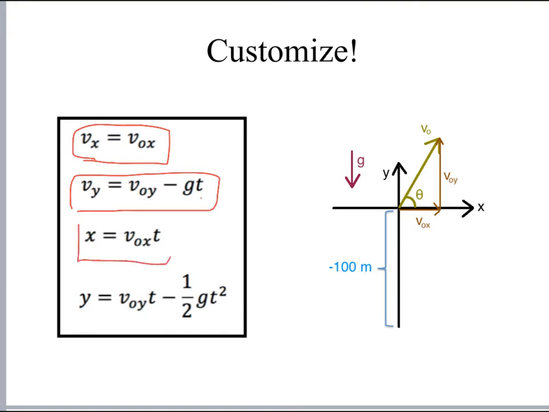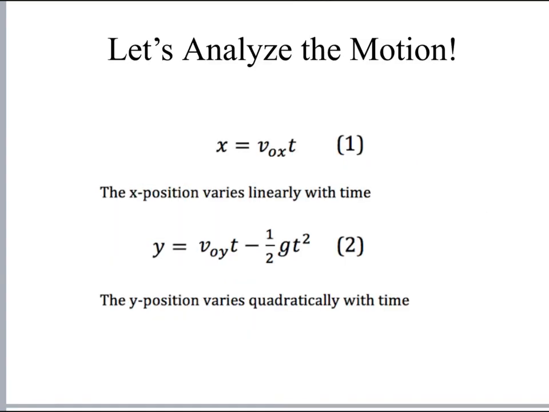This is the position along the x-axis, so this is how far it travels horizontally at any time t. This equation is the y equation, and this tells you how high it is or how low it is, again, at any time t that I want to plug in. And so these 4 equations will be used to solve any projectile motion problem that can be thrown at you. So let's take a minute and see how we can use these equations to analyze some features about the motion. So we have the 2 position equations.